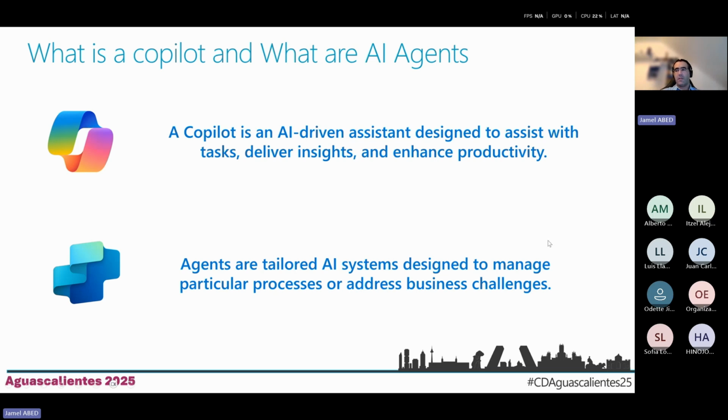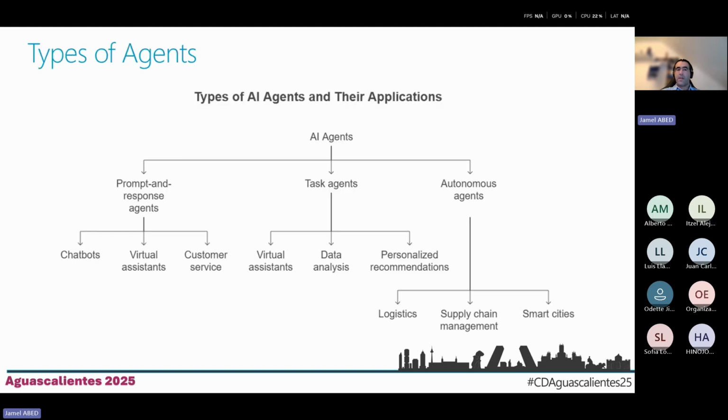And the agent is like an automated process that helps with many business challenges. So we have Copilot, we have agents, and we have many types of agents. We have prompt and response agents like chatbots, we have task agents that analyze data, and we also have autonomous agents. We have 3 types of agents. In this demo, I will show you how to create a Copilot Studio agent.